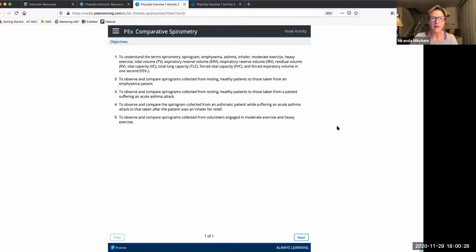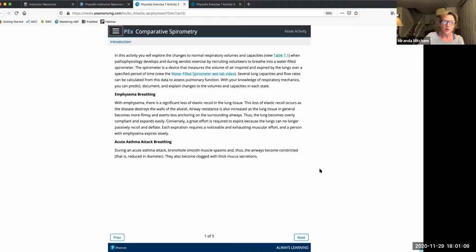All right, we're back. In the second activity, we are looking at comparative spirometry, and what we are comparing are different conditions. So we've got normal breathing, moderate exercise, heavy exercise, an asthma attack, and then an asthma attack after the person has used their rescue medication, which is a bronchodilator. So that's what we're comparing. And this will allow us to appreciate some of the differences in these lung volumes and capacities.